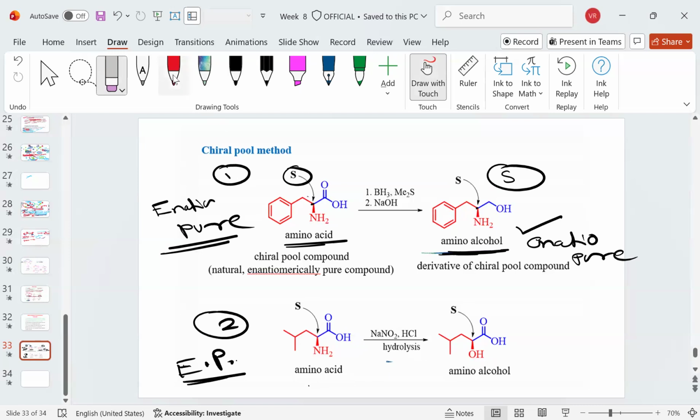Okay. I think the name itself is incorrect. The name should not be amino alcohol. Amino alcohol is generally the common name, mainly derived from the amino acid. Therefore, they use the terminology amino alcohol. But right now you can just ignore that one.